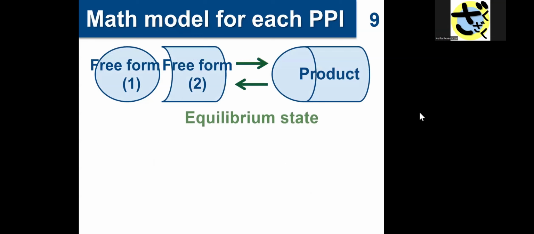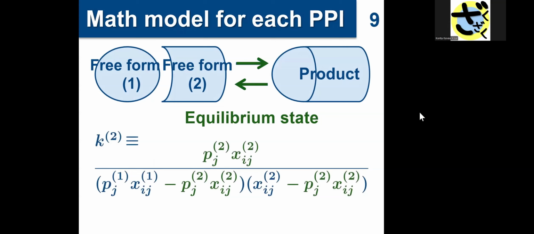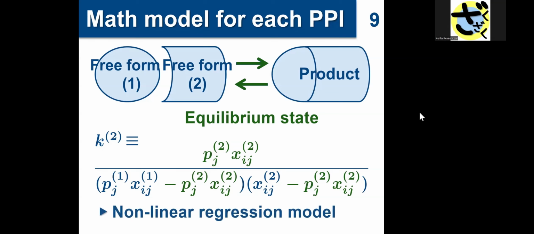Moreover, we assume an equilibrium state where the rates of association and dissociation are balanced. Under these assumptions, we introduce an association constant K2. This parameter represents the affinity between protein 1 and 2, and K2 is defined as this equation. Based on this equation, we propose a mathematical model derived as a nonlinear regression model. A detailed explanation of the mathematical model is provided in the poster presentation.